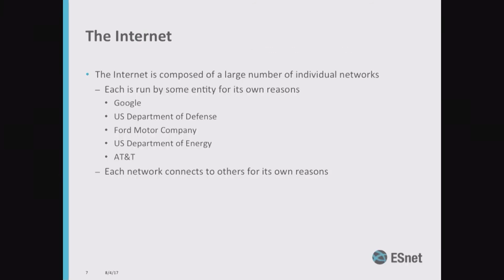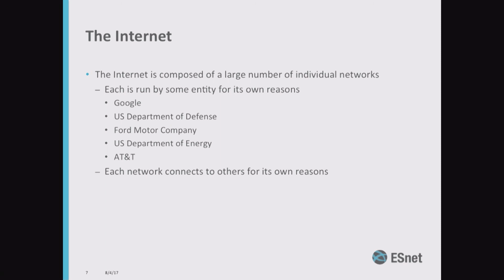So let's talk a little bit about the difference then between the commercial internet and some science networks, right? So what is the internet really? Internet is short for internetwork. So it's a network of networks, right? It's a set of networks that are connected together, each for their own reasons.